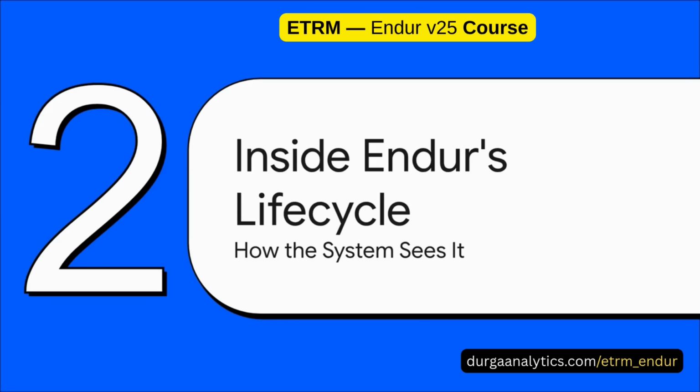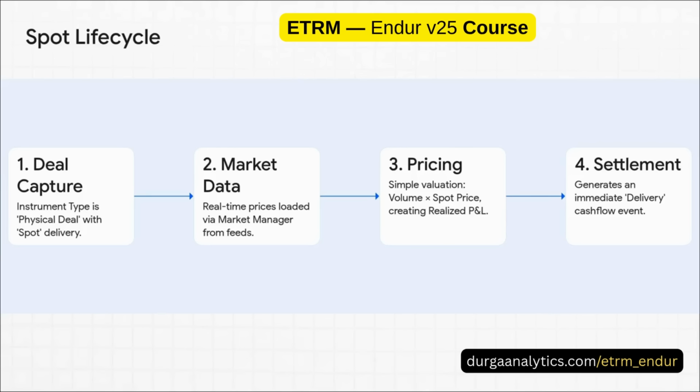So how does this actually play out inside the system? Let's trace the life cycle for both of these trade types from Endur's perspective. It's fascinating to see how it processes a spot deal compared to a forward contract. For a spot trade, the life cycle in Endur is incredibly fast. In deal capture, you flag it as a physical deal for spot delivery. The market data is a live price. The pricing is super simple. Volume times that spot price, and boom, you've got realized P&L. Then settlement kicks in and generates an immediate cash flow. It's a clean, transactional, in-and-out process.